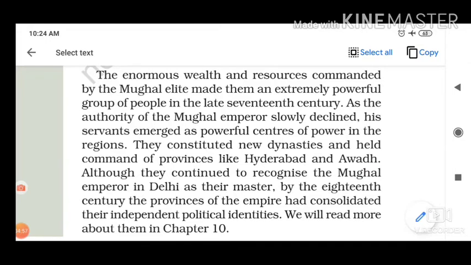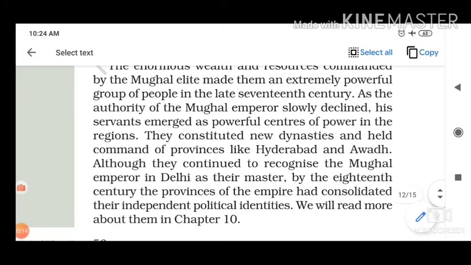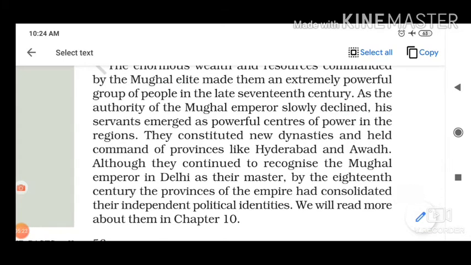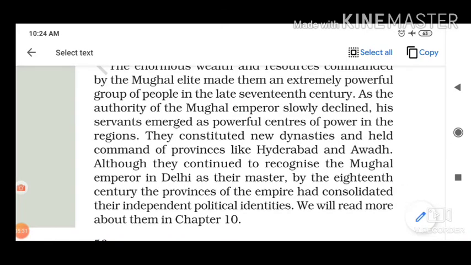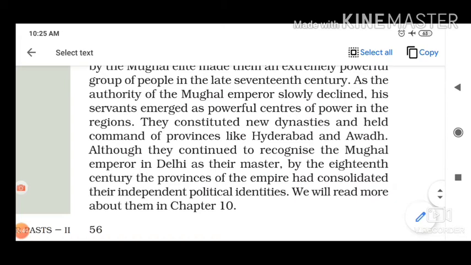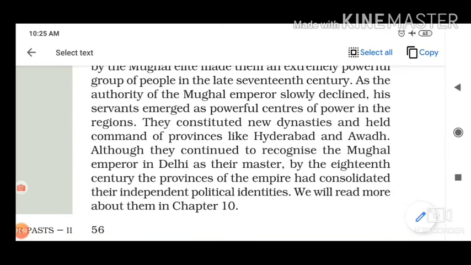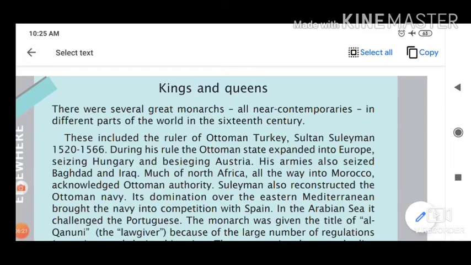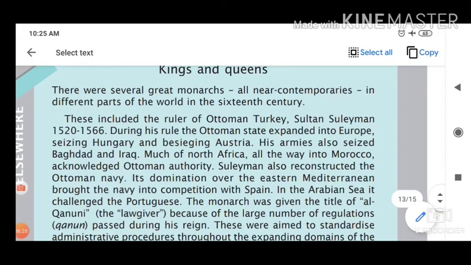By the last of the 17th century, the Mughal Empire began to become weak and it began to decline. At the time of the decline, many servants and officials under the Mughal Empire emerged as powerful centers in the regions. They declared themselves independent rulers. For example, some of the Mughal servants formed new dynasties in Hyderabad and Awadh. Although they continued to recognize the Mughal Empire as a supreme authority, by the 18th century they proclaimed themselves as independent rulers.